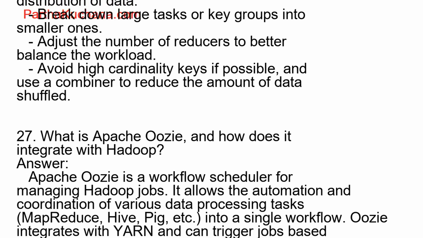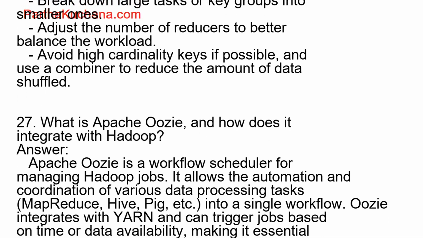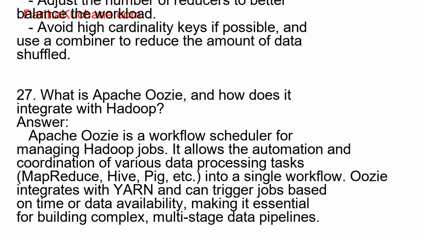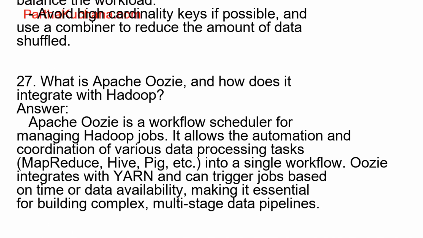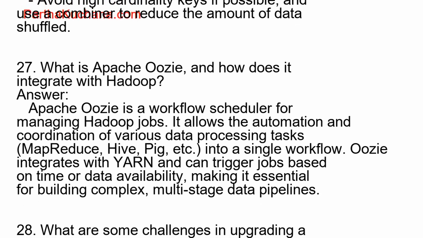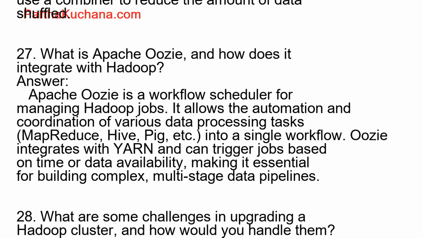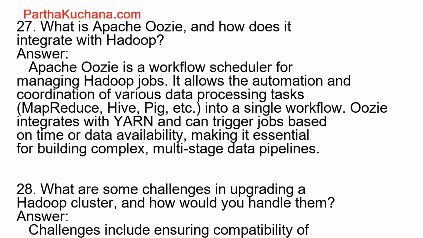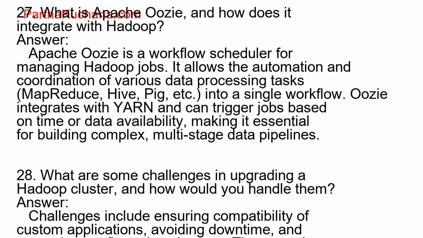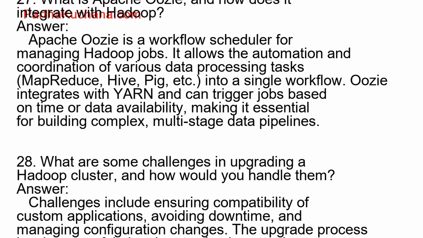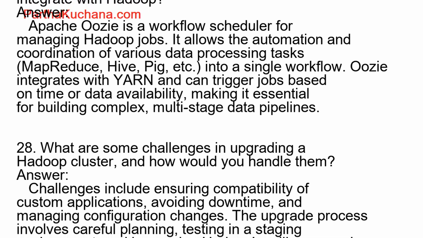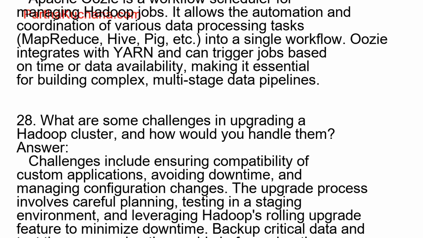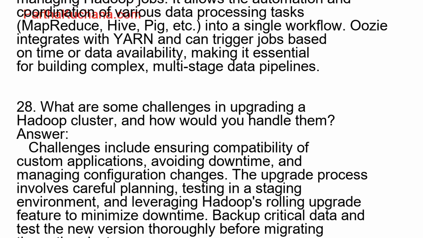29. Explain how Hadoop's job prioritization works in a YARN cluster. Answer. YARN supports job prioritization through its schedulers like Capacity Scheduler and Fair Scheduler. Capacity Scheduler allows setting resource quotas for different queues, where each queue can have a priority level. Fair Scheduler ensures fair resource allocation across jobs, with higher priority jobs getting resources faster while maintaining fairness for other jobs.